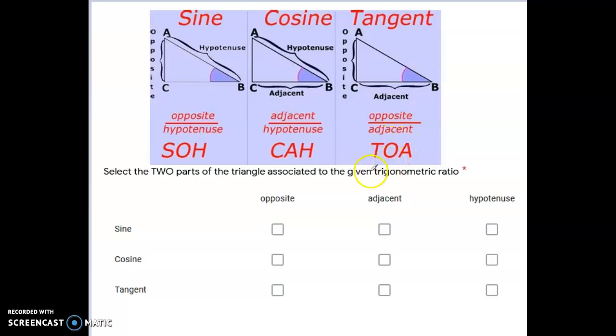So for the first question on the Google form, I wanted you to select the two parts of the triangle associated to the given trigonometric ratio. So for sine, you had to select opposite and hypotenuse. So on the Google form, just click those two answers. And then I want you to also do that for cosine and tangent. Select the proper two answers for cosine and tangent.